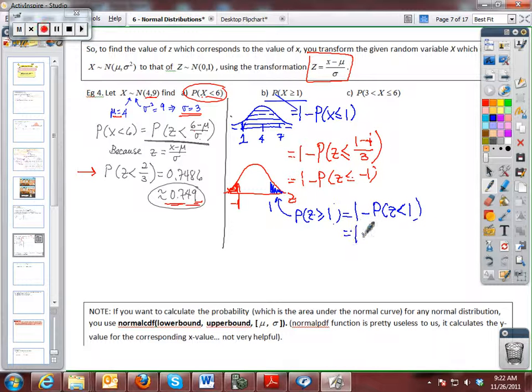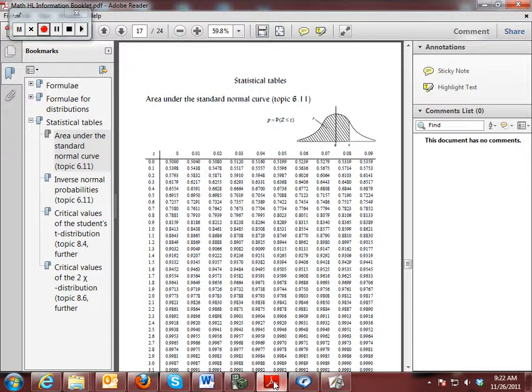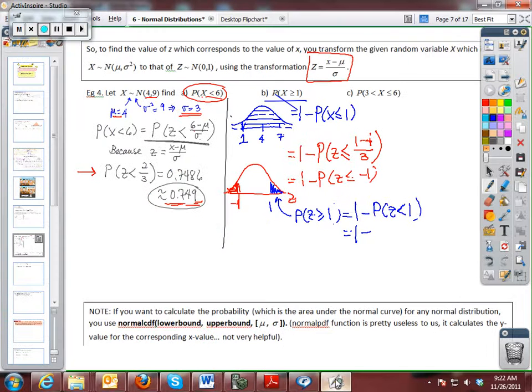So this ends up being 1 minus, and I'm going to come back to my probability tables, and I need to find 1. 1 is right here, 1.0 is right there. So that's 0.8413. I'm not going to round until the very end.